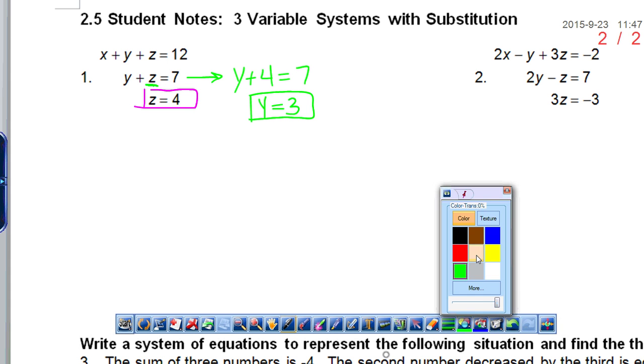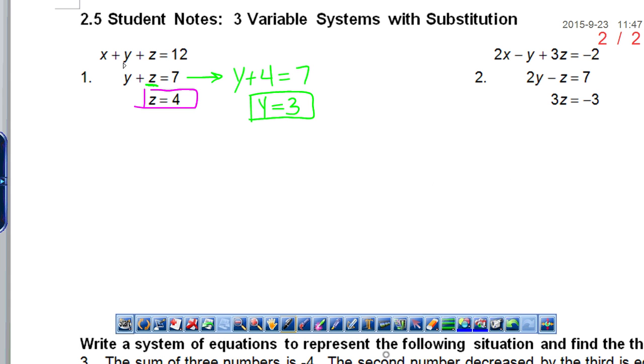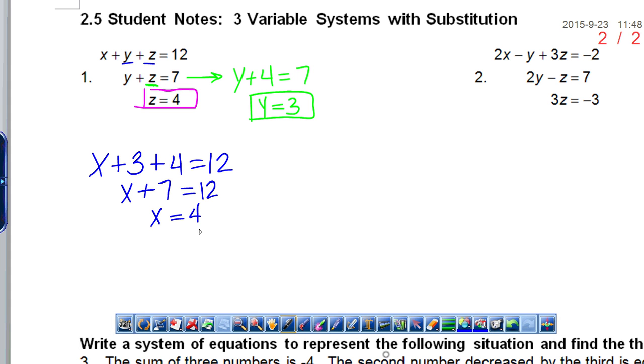Now that we have y and z, we can plug in for y and z into our first equation. So x plus 3 plus 4 is going to be equal to 12. So that's going to give us x plus 7 is equal to 12. So x is equal to 4.